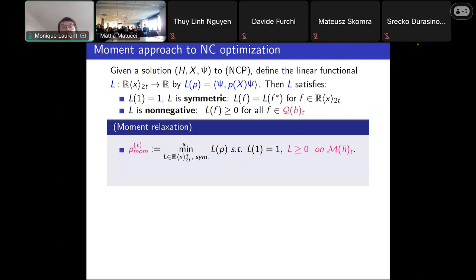And then it's natural to define the moment relaxation of order t as the minimum of L of P, subject to L of 1 is 1, and L non-negative on the quadratic module truncated at degree t. So the M should be a Q here. And you optimize over all linear functionals up to degree 2t which are symmetric. This is a very exact analog of what we saw in the commutative case. The program defining the moment bound is the dual SDP to the program defining the SOS bound. So the moment bound is nested between the SOS bound and the minimum of P.